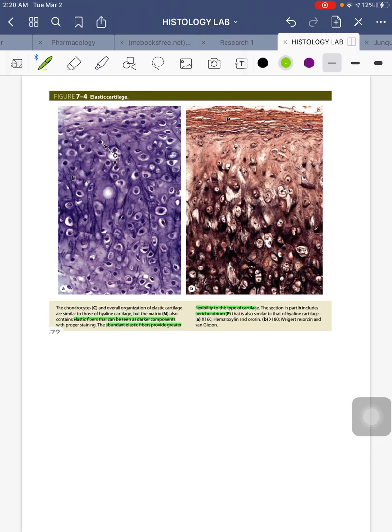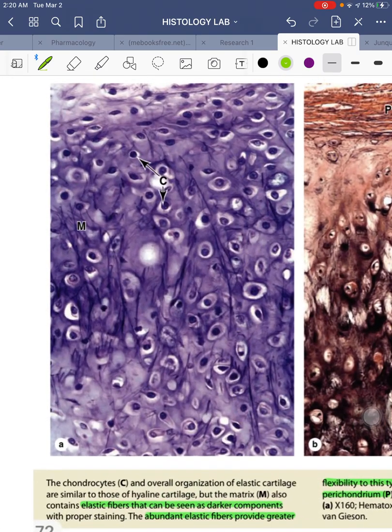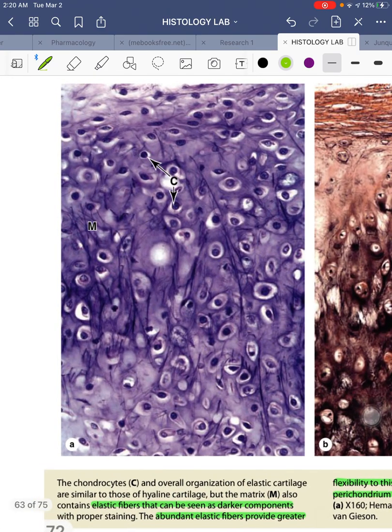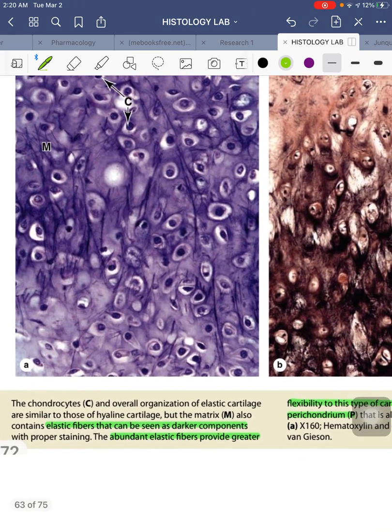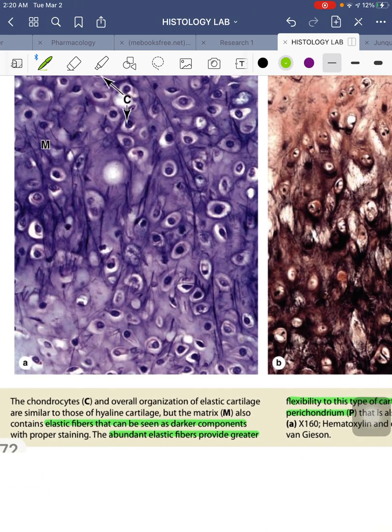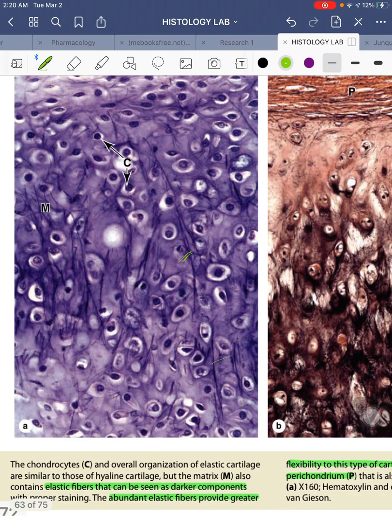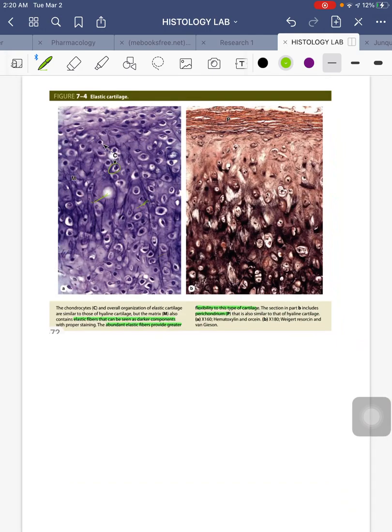So it's still basophilic, and here you see actually dense your elastic fibers. It's darker and can be seen as your darker components here, okay, in your matrix. Your chondrocytes are still present. So really, what helps you to differentiate this from hyaline cartilage is really the presence of your dark evident elastic fibers. Okay, so take note of the function again.